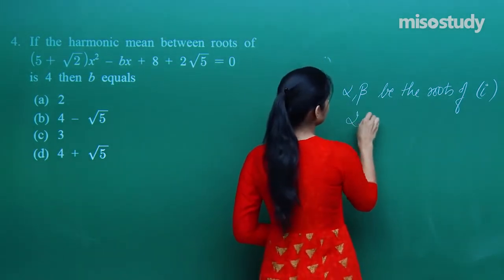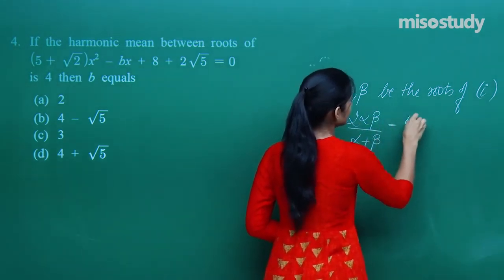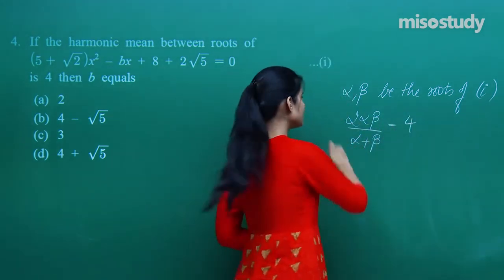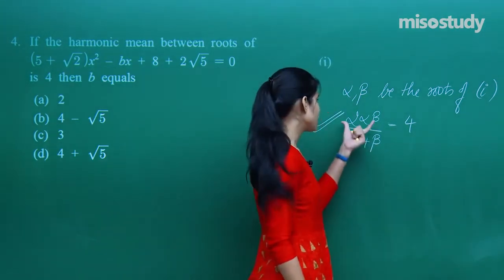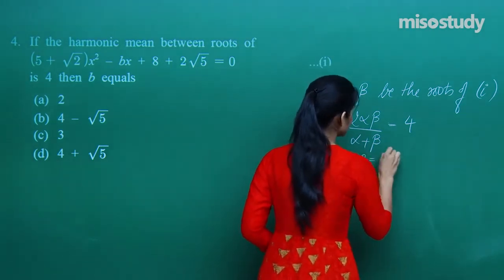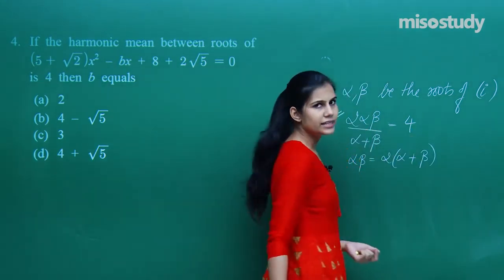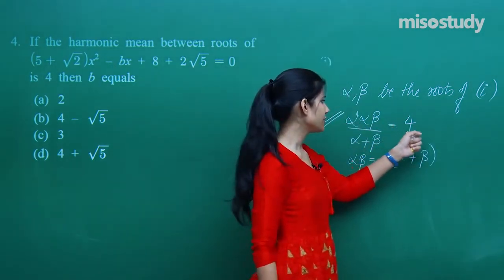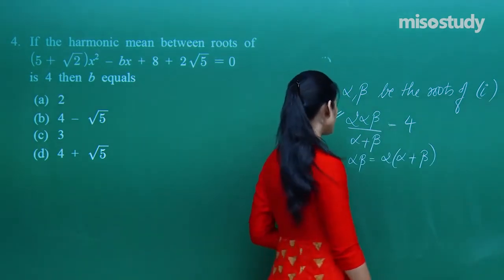So you are actually given that twice alpha beta upon alpha plus beta is 4. This is where the harmonic mean concept has come into the picture. That means alpha beta is twice alpha plus beta, because 2 and 4 get cancelled out. So 2 into 1 is 2, 2 into 2 is 4. You are left with alpha into beta equals twice of alpha plus beta.